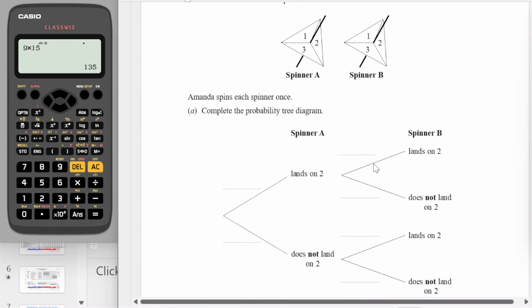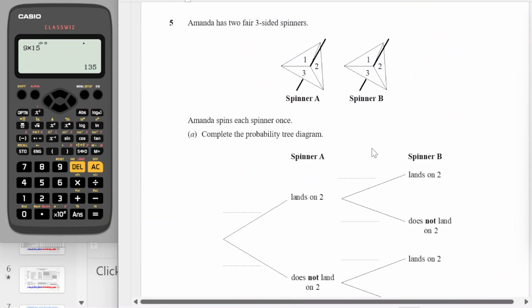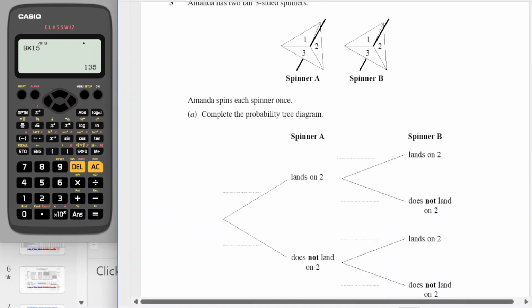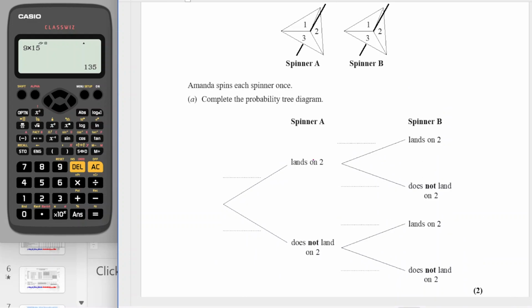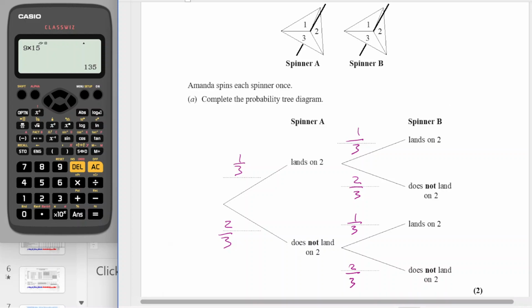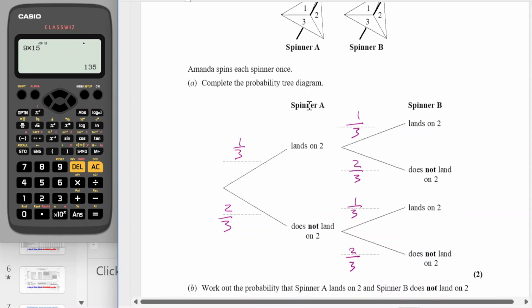Okay, question 5. Amanda has 2 fair 3-sided spinners. Complete the probability tree diagram for each. So this is the nice 2 marks, fairly straightforward. I'll give it in terms of fractions. So spinner A lands on a 2, 1/3, doesn't land on a 2, 2/3. Spinner B lands on a 2, 1/3, 2/3, 1/3, 2/3. Nothing more complicated than that. 2 marks. There's normally part B that's a bit more complicated though.